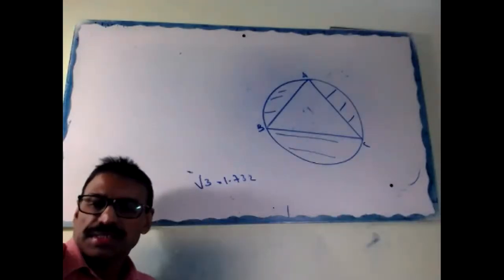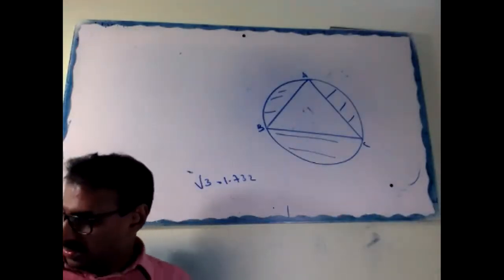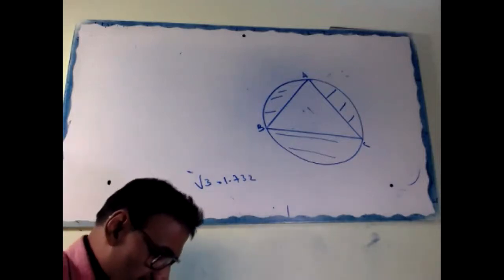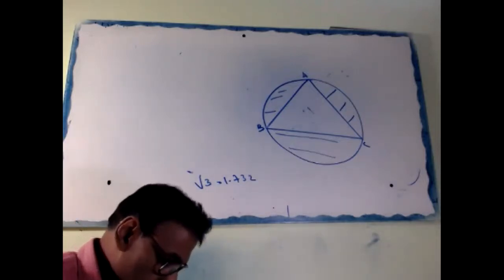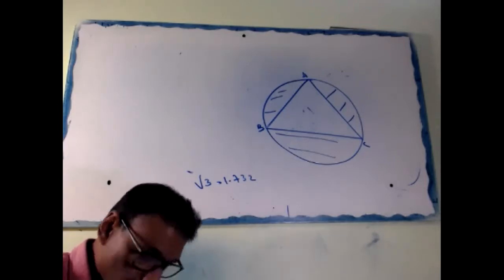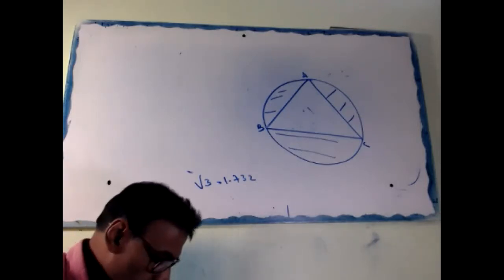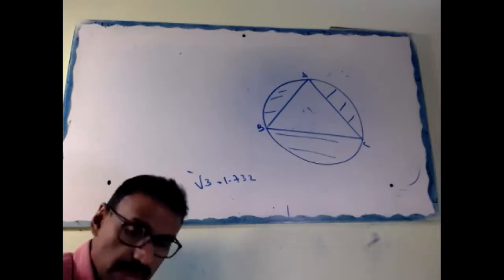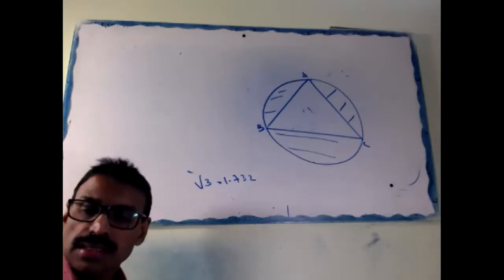Okay, finish 22. Let me check. What is the radius? Yes, correct. Krishna, it's correct.